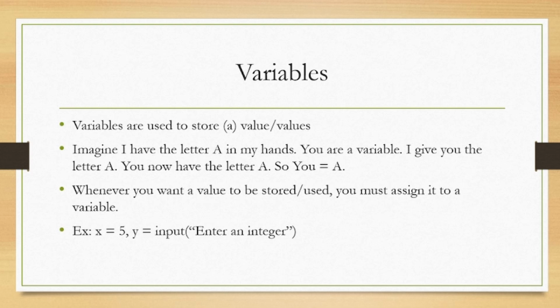Whenever you want a value to be stored and used, you must assign it to a variable, otherwise it'll get lost. For example, x is equal to 5, or even y is equal to input. What this input does is ask the user to enter an integer, and whatever number the user inputs will be equal to y, which can be used anywhere else in the script.